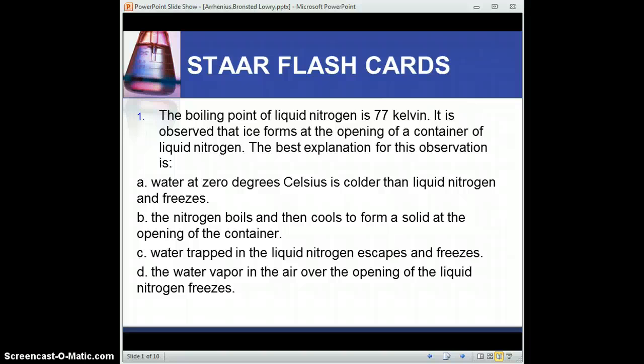You have 2 minutes remaining to finish your STAAR flashcards. You have about 1 minute left.